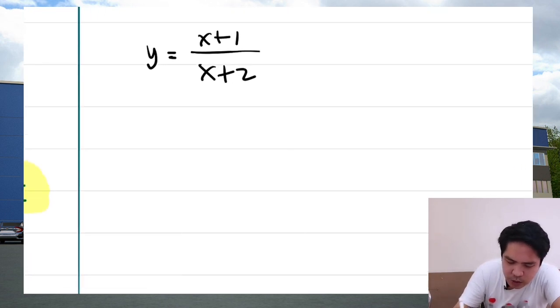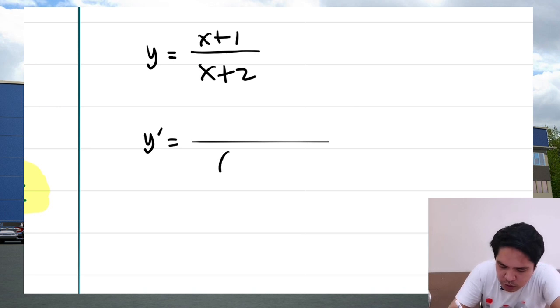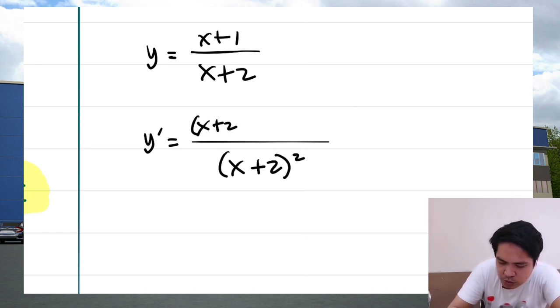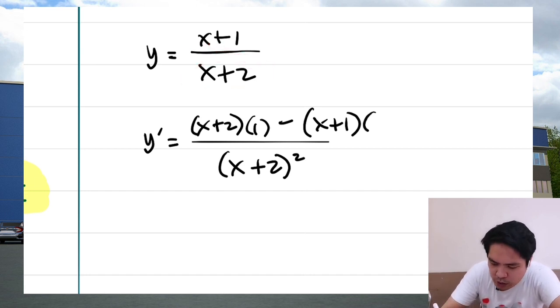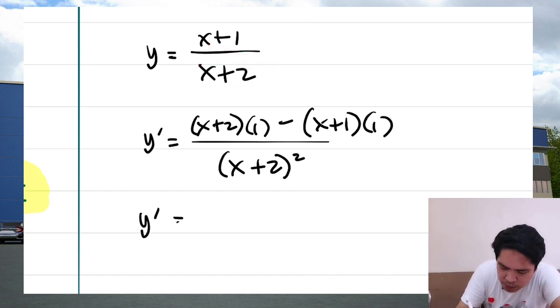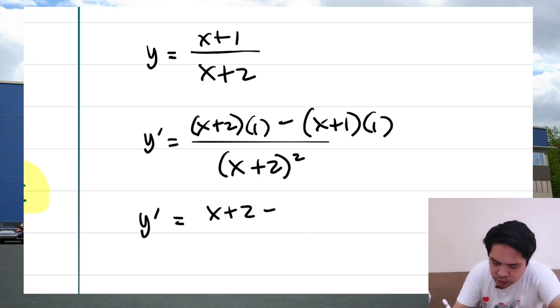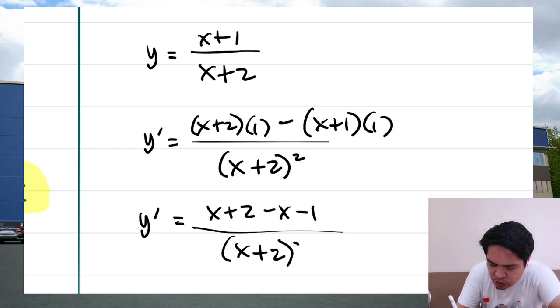Let's get y prime. So y prime, let's do the quotient rule. That's x plus 2 squared dito. Then copy it here, x plus 2 times the derivative of the numerator, which is equal to 1, minus the numerator x plus 1 times the derivative of the denominator, which is equal to 1. Okay, so y prime is equal to x plus 2 minus x minus 1 divided by x plus 2 squared.